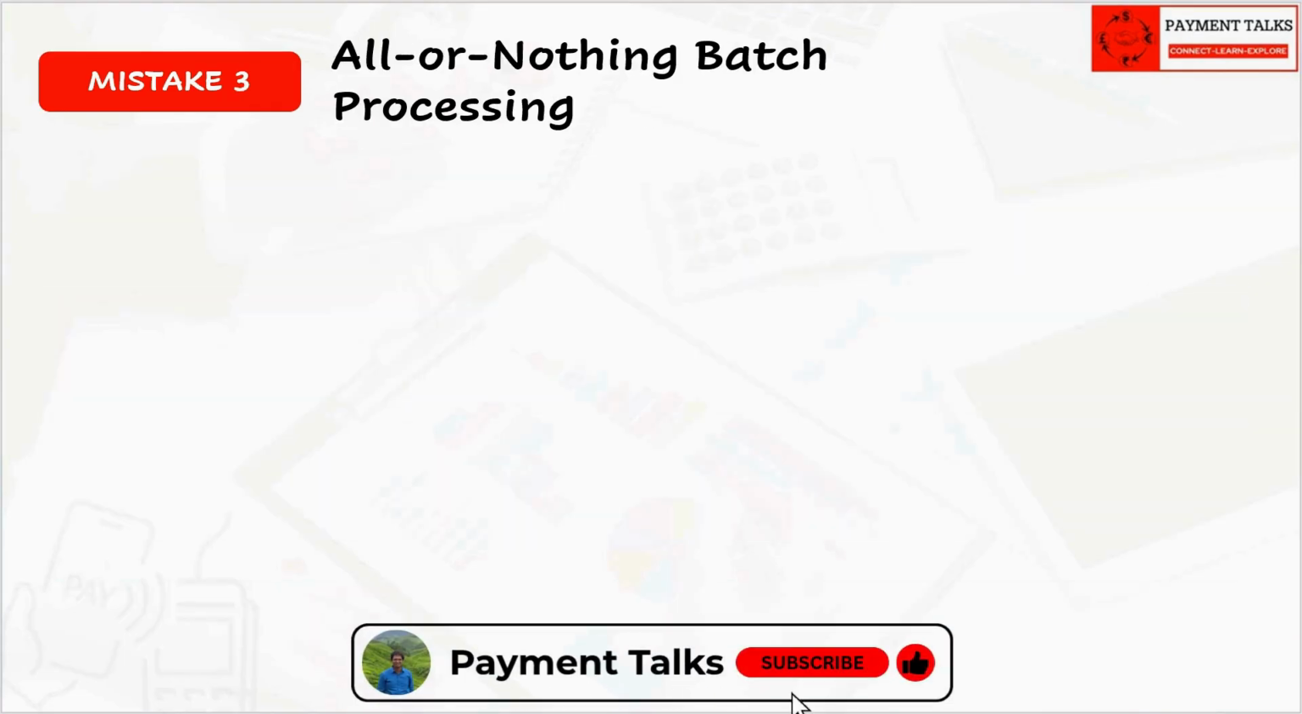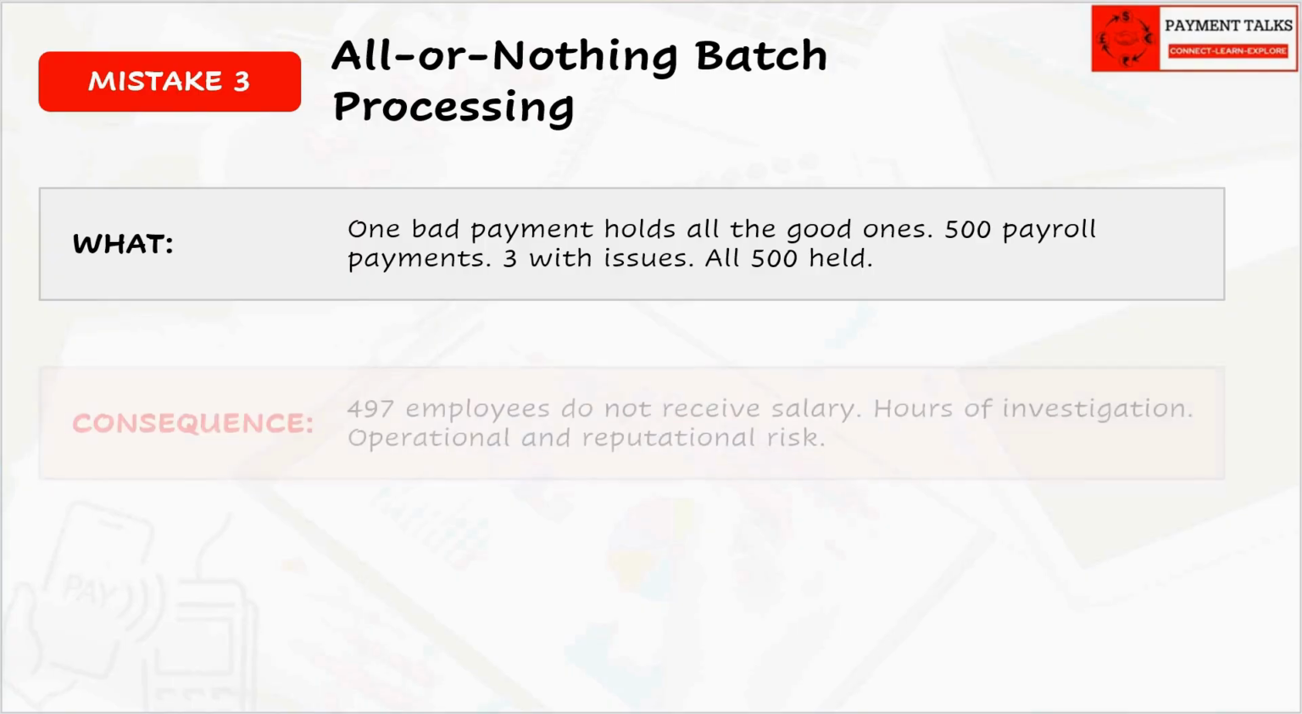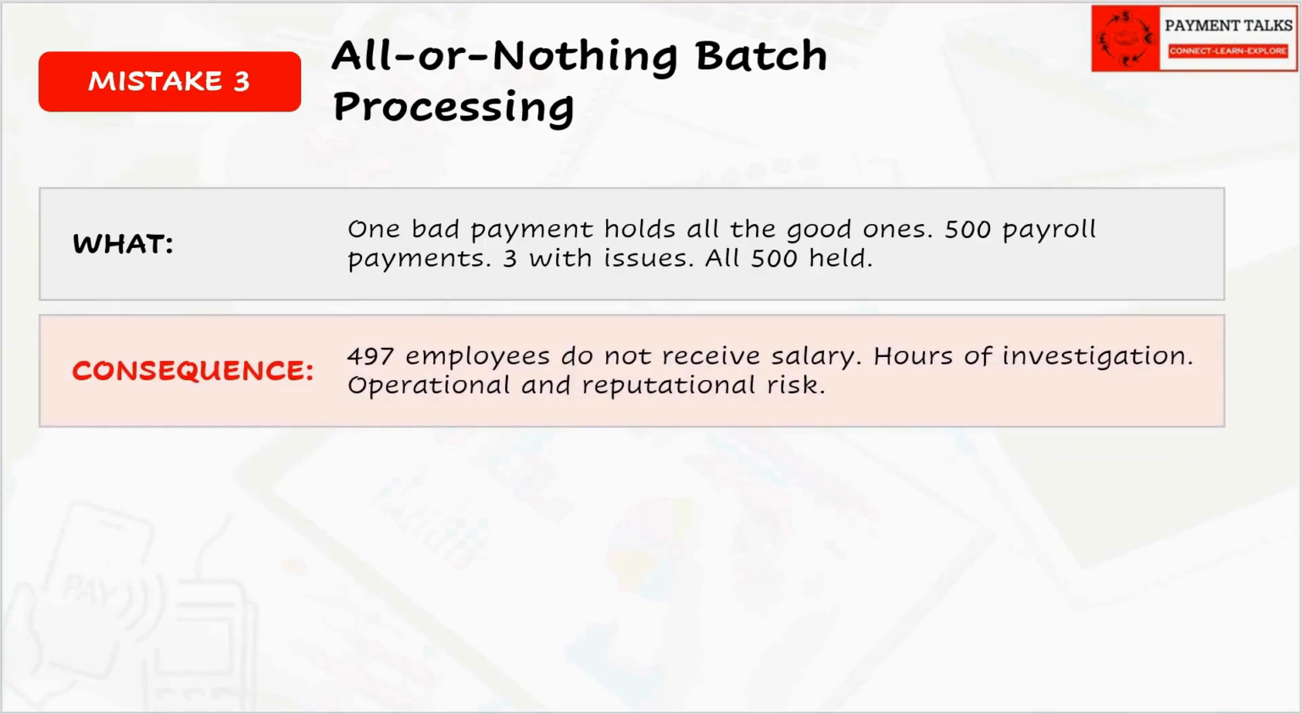Mistake 3. All or nothing batch processing. What happens? The payroll batch of 500 payments is kept as one canonical unit inside the engine. 3 accounts have problems. One closed, one with a currency mismatch, one flagged by compliance. The entire batch is held pending resolution. The consequence? 497 employees do not receive their salary. The operations team must manually work through the exceptions before anything can process. This is hours of delay on a Friday at end of month, affecting hundreds of real people at once.